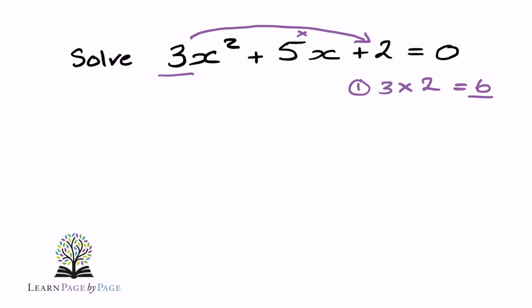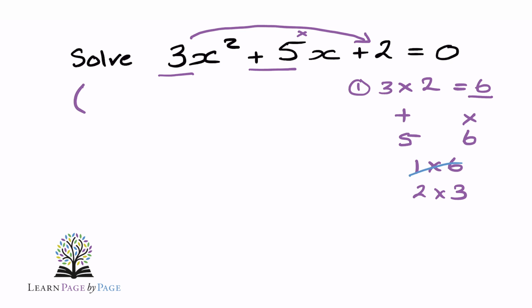So we're looking for two numbers that multiply to make 6, but they have to add to make positive 5. Let's go through the options. 1 times 6 equals 6, but added, that does not equal 5. So that's no good. Let's try 2 times 3. And there we have it. 2 times 3 is 6, and they add to make positive 5.